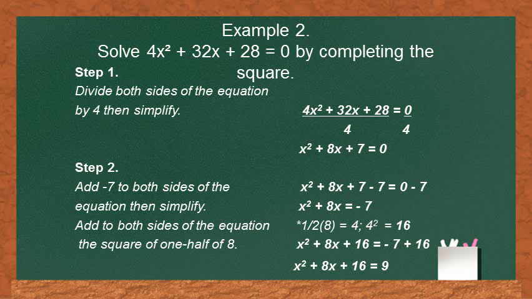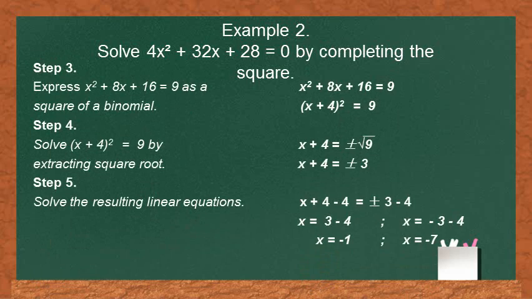Then add to both sides of the equation the square of 1/2 of 8. So the 1/2 of 8 again is equal to 4. Then the square of 4, we have 16. So we have x squared plus 8x plus 16 is equal to negative 7 plus 16. So we have the new equation, x squared plus 8x plus 16 is equal to 9.